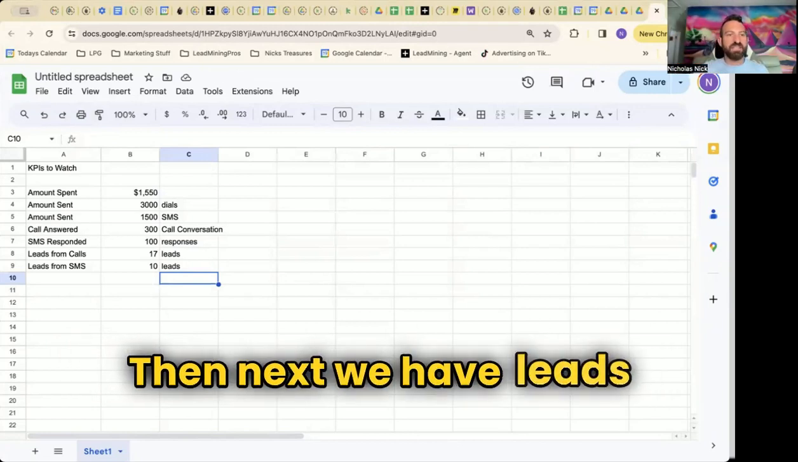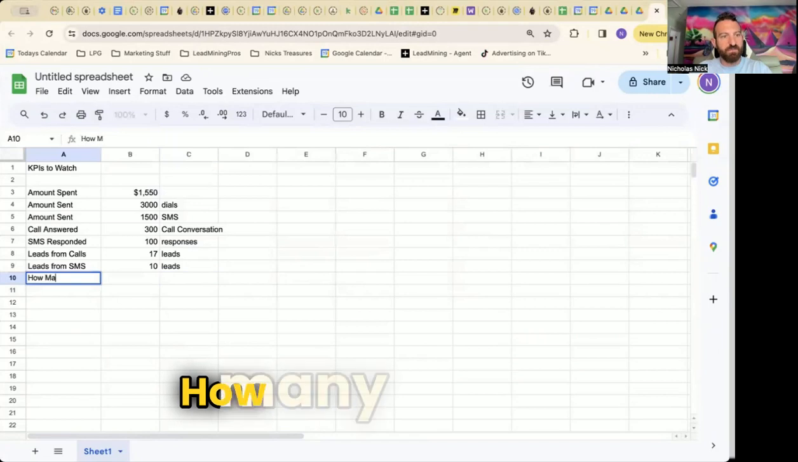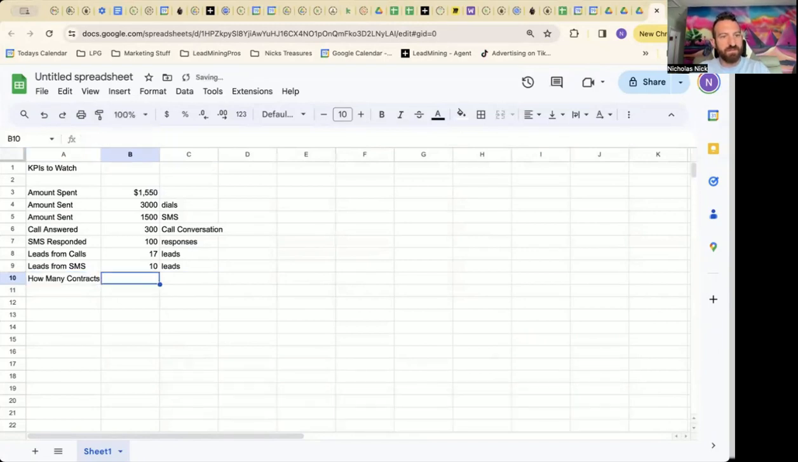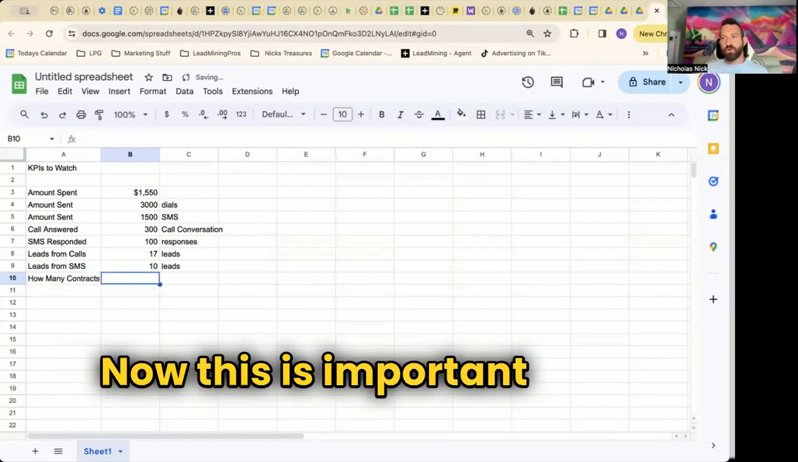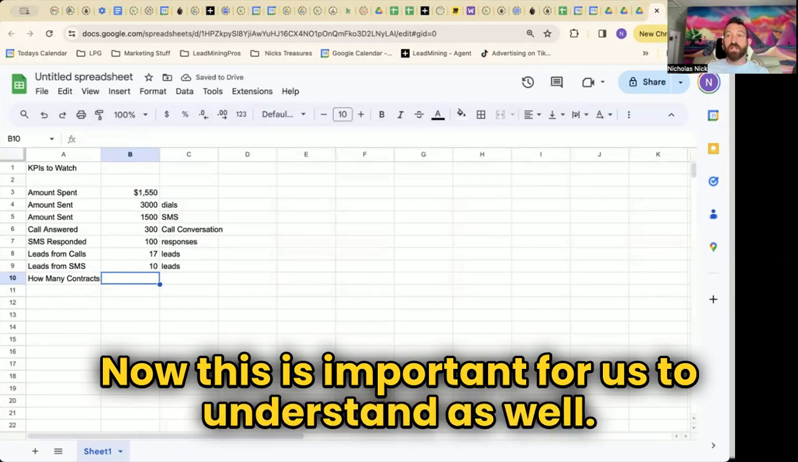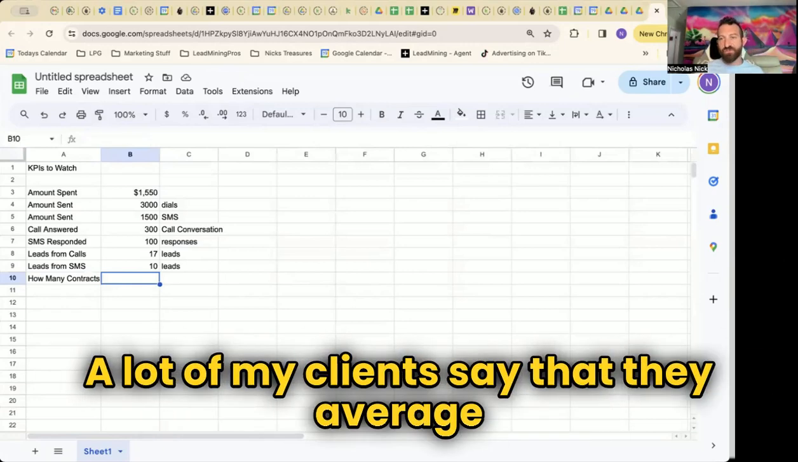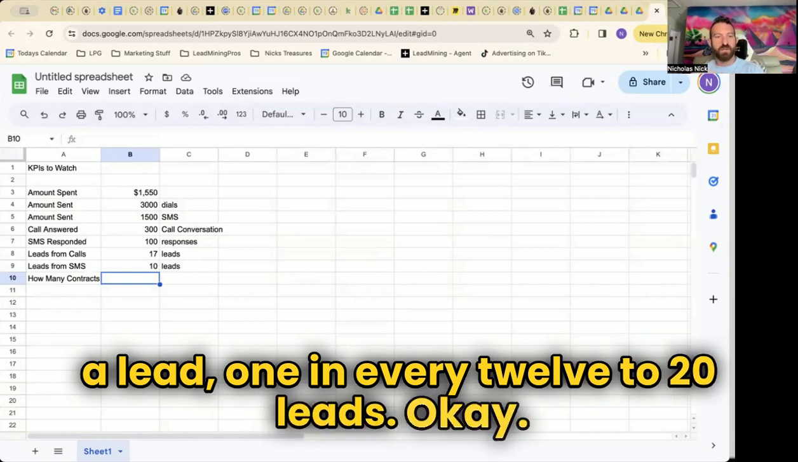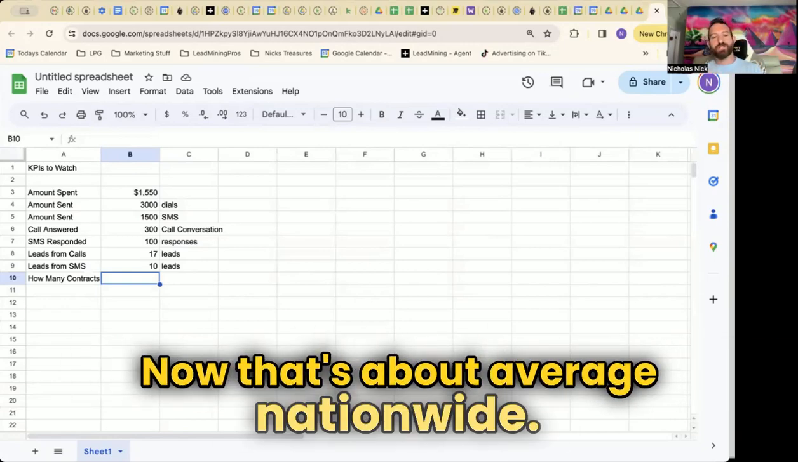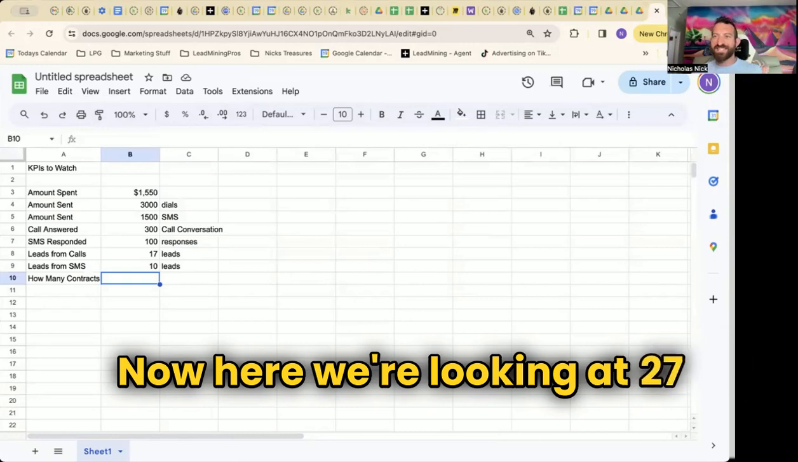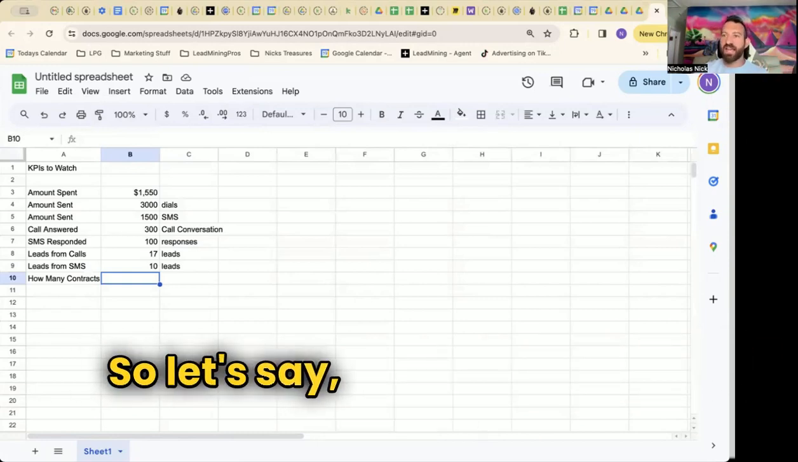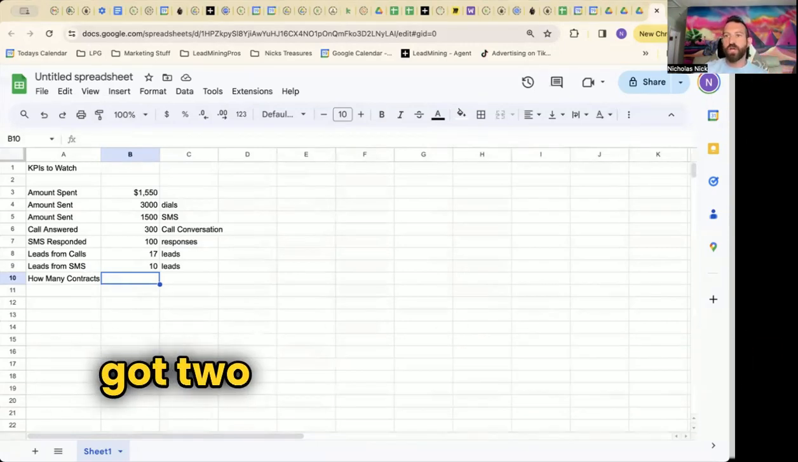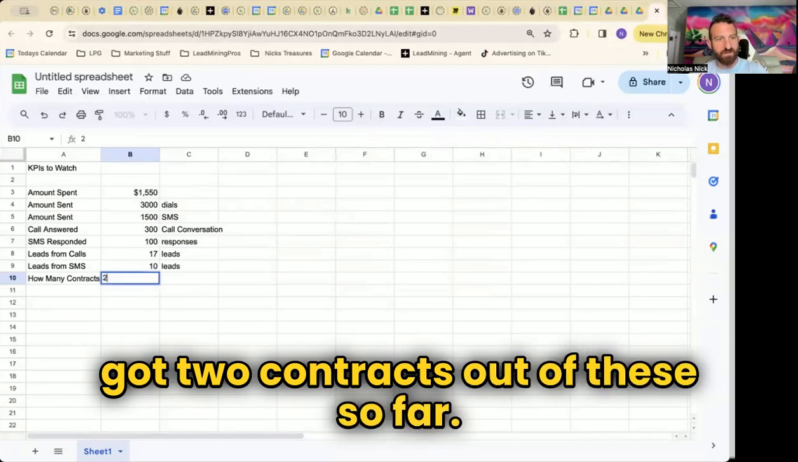Next we have leads to contract. How many contracts? Now, this is important for us to understand as well. A lot of my clients say that they average a contract in every 12 to 20 leads. That's about average nationwide. Here we're looking at 27 leads, so let's just say we got 2 contracts out of these so far.